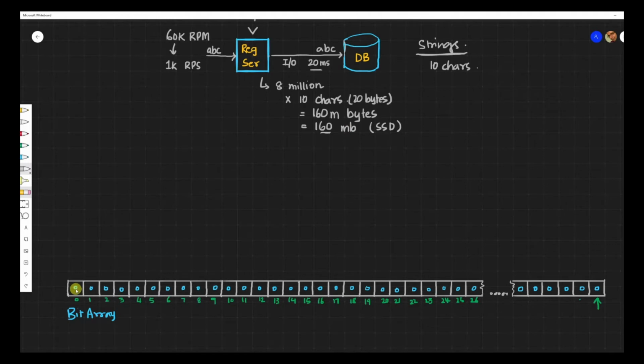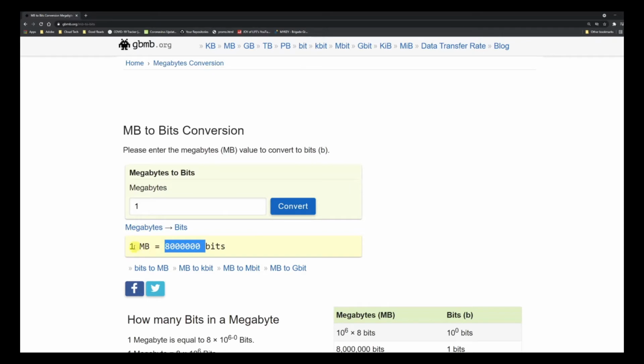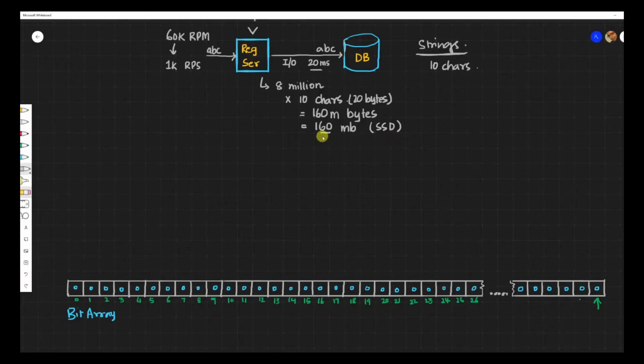Over here in a bit array of size 8 million, my cost is going to be 8 million bits only. How much memory is that going to cost us? 8 million bits is equivalent to 1 MB of storage. That's pretty less, many times less than what we have seen in the other scenario where we are spending 160 MB. It's 160 times less. We are just talking about approximately 1 MB.